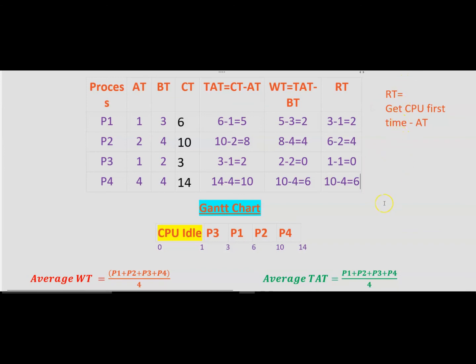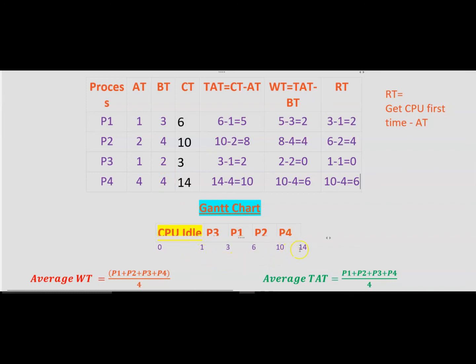In any case, it can be asked in the question. One more thing I want to tell you, to confirm whether you are going on the right track or not: you simply add all the values of the burst time, simply 3 plus 4, that is 7, plus 2 is 9, plus 4 is 13. Then at the Gantt chart you can confirm your answer.